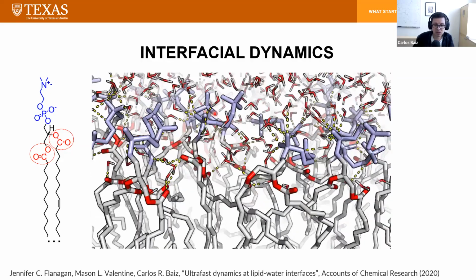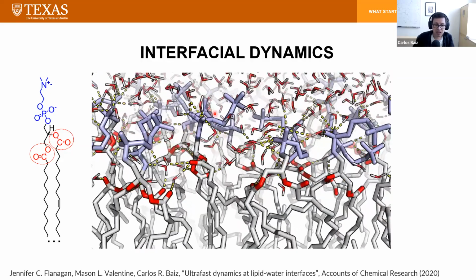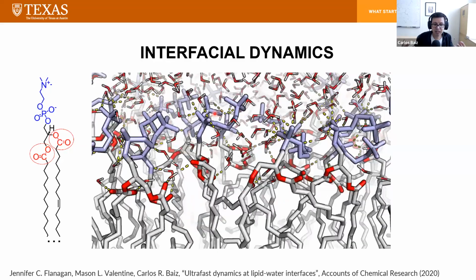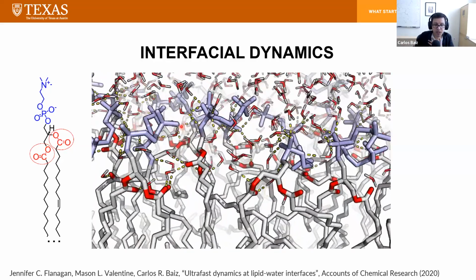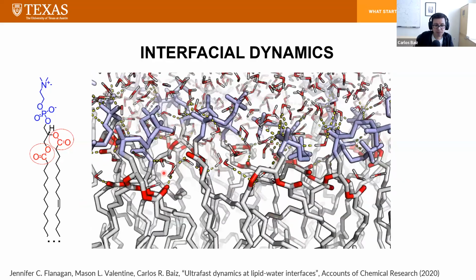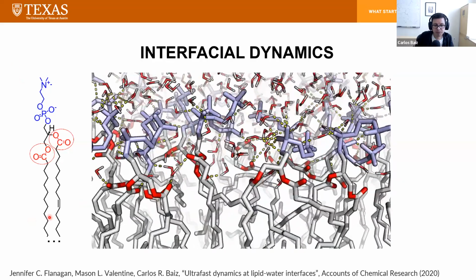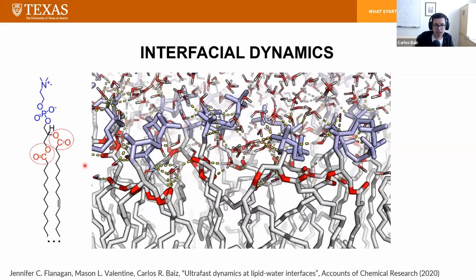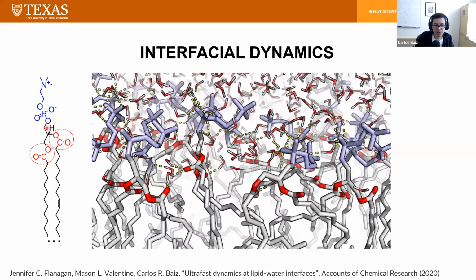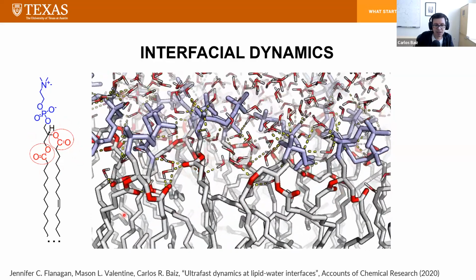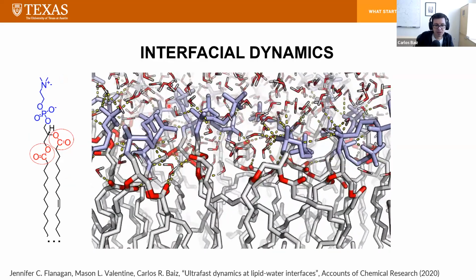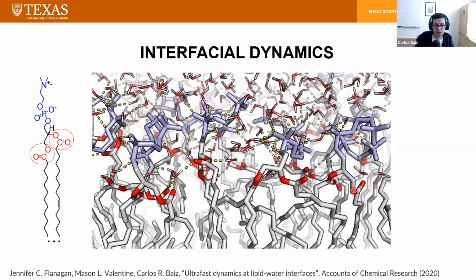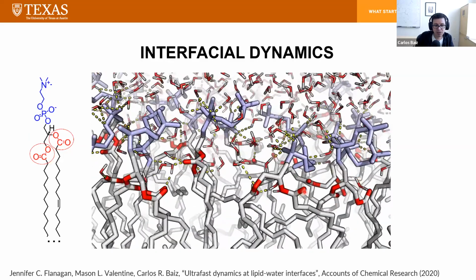A picosecond is 10 to the minus 12 seconds, and that is typically the lifetime of hydrogen bonds. I'm showing here a movie from a molecular dynamics simulation showing this phosphatidylcholine lipid and these ester carbonyls that sit right at the interface between the hydrophobic and the hydrophilic environments. And you can see that there's water that's penetrating all the way down to the carbonyl region.